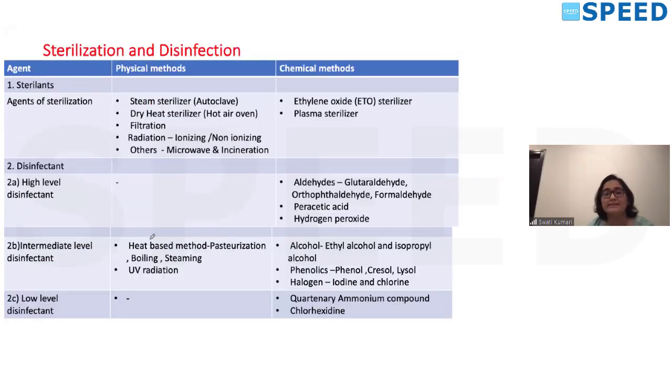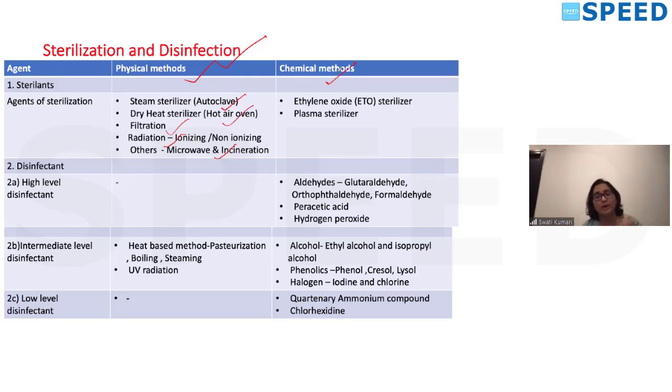Now moving to sterilization and disinfection, right? Sterilization is very important topic. So what are the agents of sterilization? Okay, we have physical method, we have chemical method. Okay. So in physical method, you have autoclave, hot air oven, filtration, radiation, microwave, that all is incineration. Those are physical methods of sterilization. You have chemical method of sterilization.